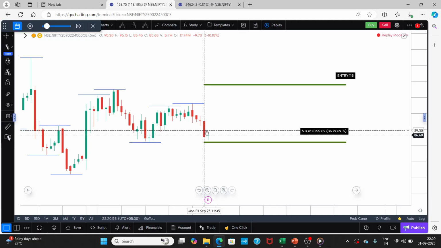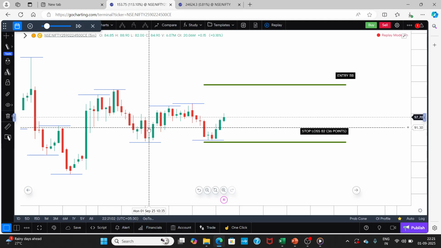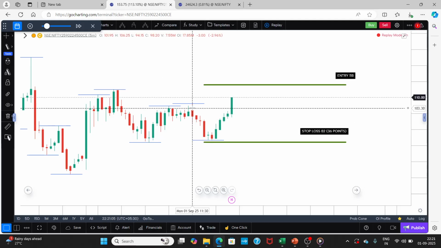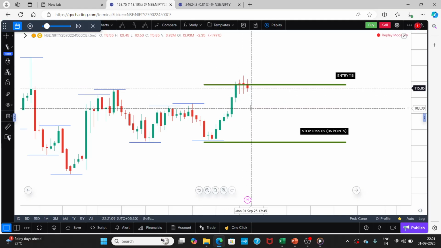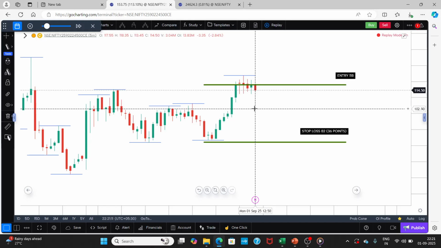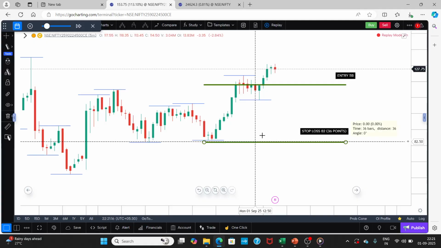We should have patience to trade this market. I entered around here. Initially my stop loss was hit and I was in a loss, but in the second trade I made it up and made a good profit. So this is our entry point. You can see a swing high was formed over here. There is a swing low. This is the stop loss.